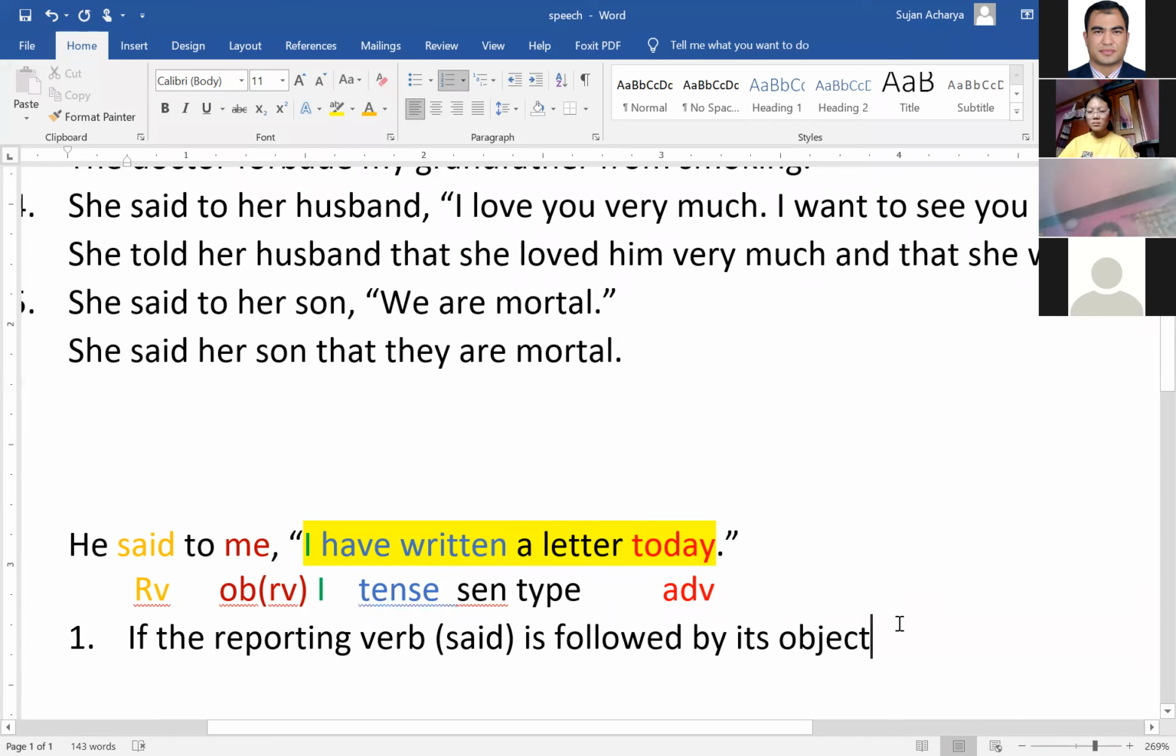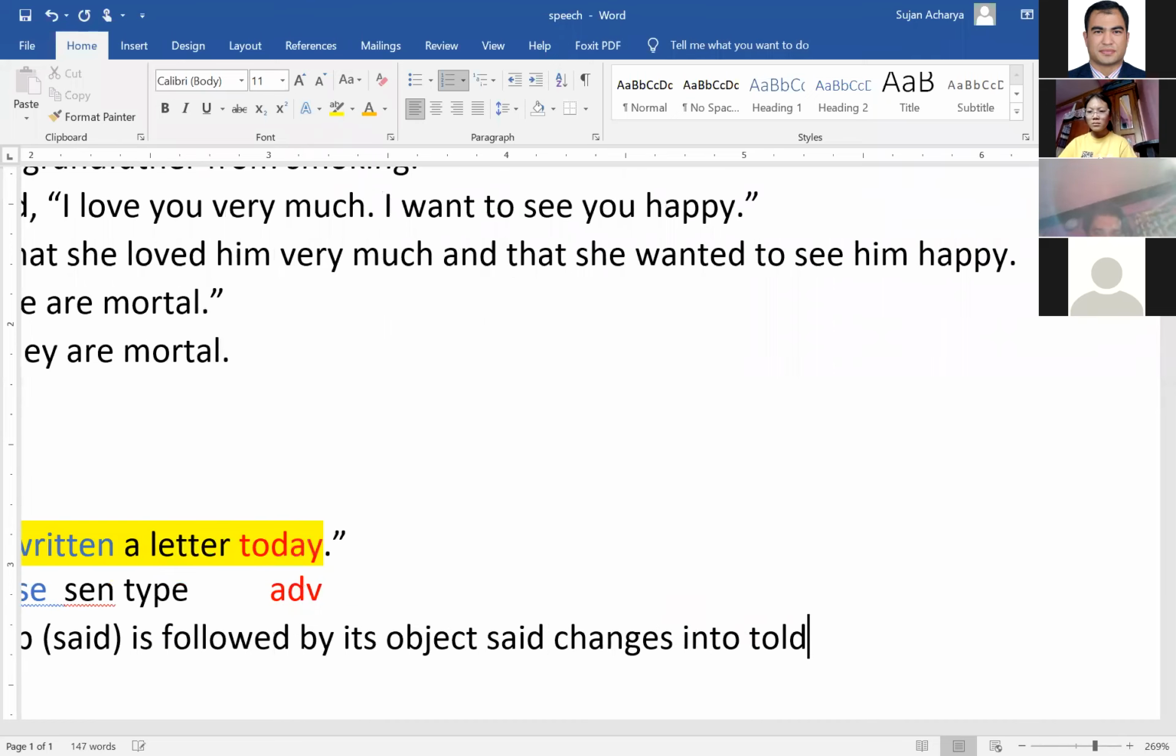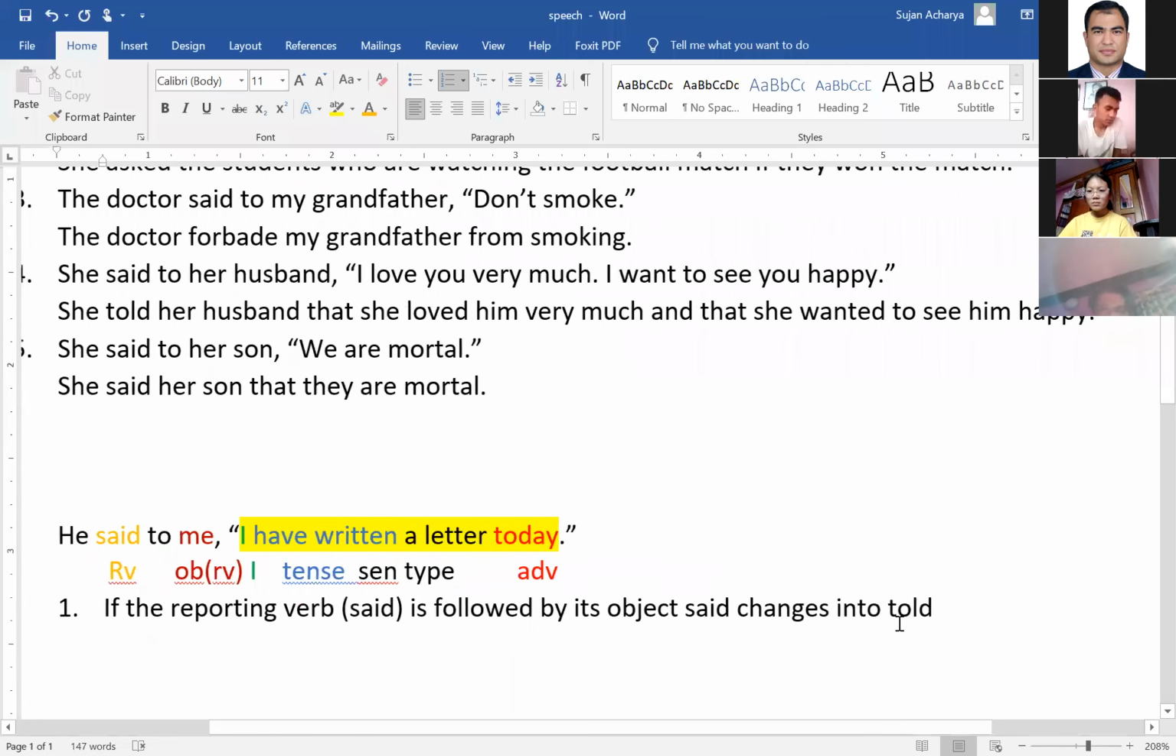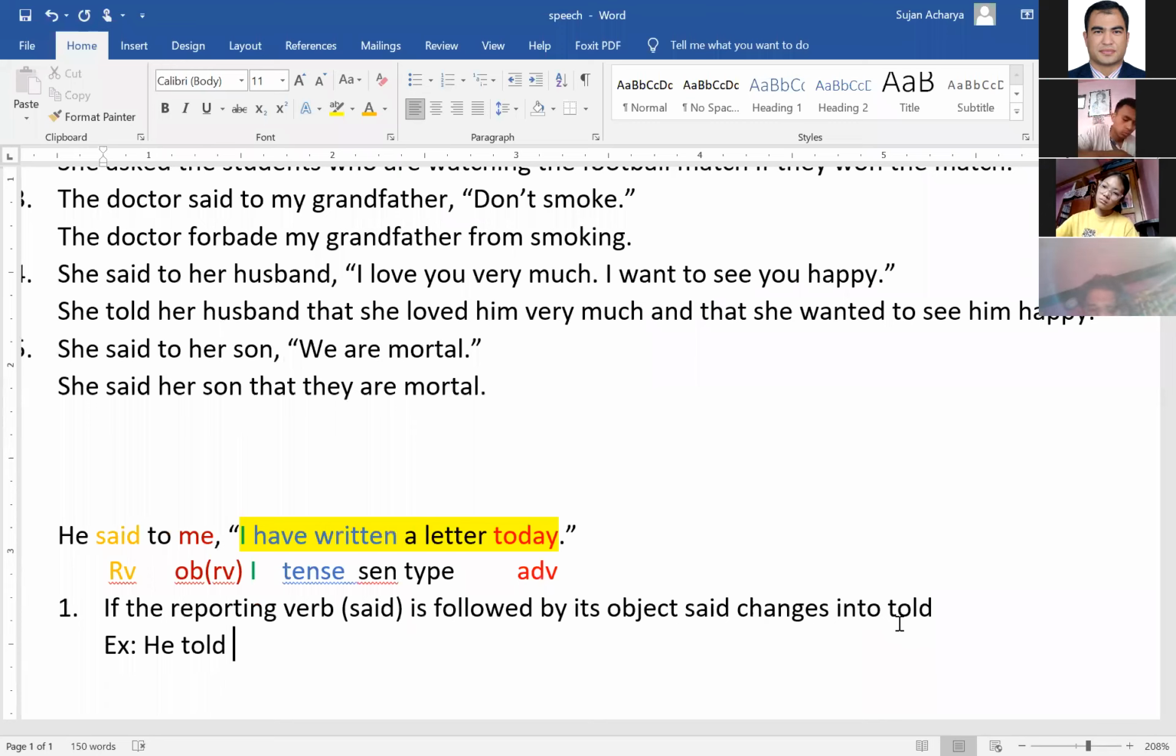Now, the first rule is, there are no first and second anyway, but let's start on our own. If the reporting verb is followed by its object, said changes into told. The reporting verb said changes into told. Example, like in the sentence above, he said to me, I have written a letter today. He told me, please pay attention and copy all the examples, okay? One after the other. He told me that, now I pronoun changes into he. He told me that he had written a letter that day. And we'll come to why had written, why that day, later on, one by one in our rule.